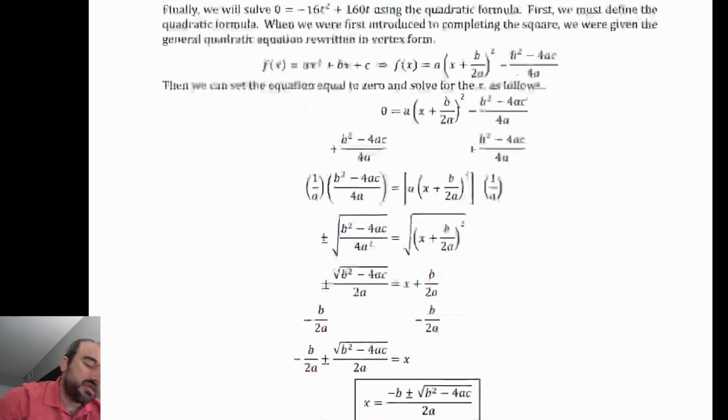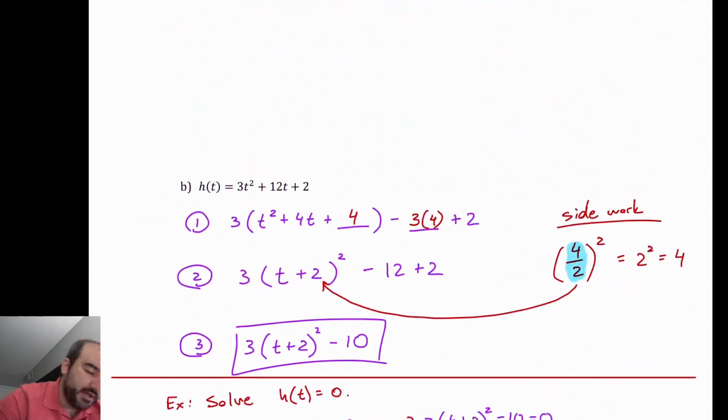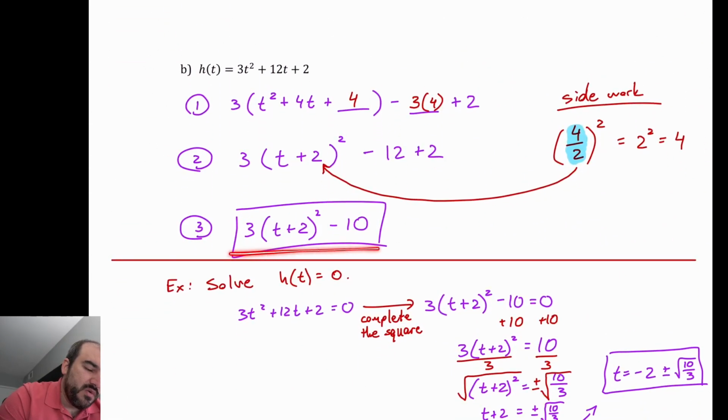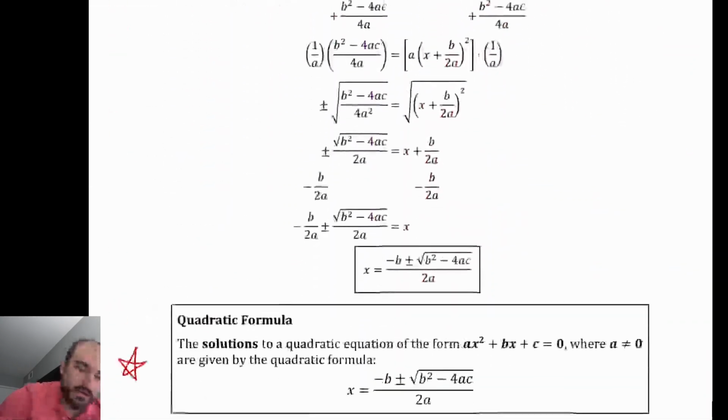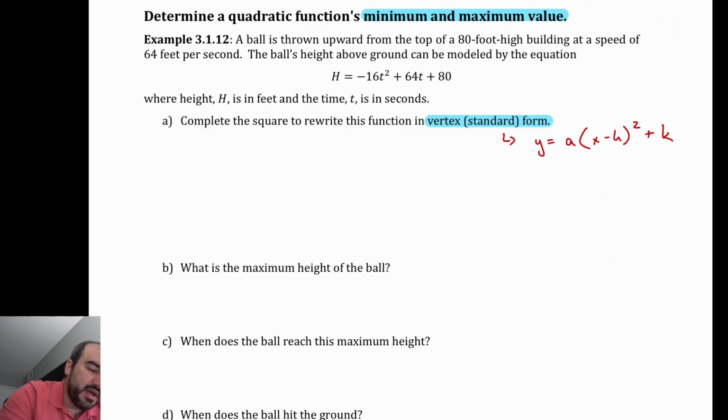When we completed the square in the very first page, with this h of t, we ended up with something that looks very similar to that. We have the a, the h, and the k. Right? So if you take this expression and you complete the square and you put it into this form, so it looks like that, then h comma k is the vertex.